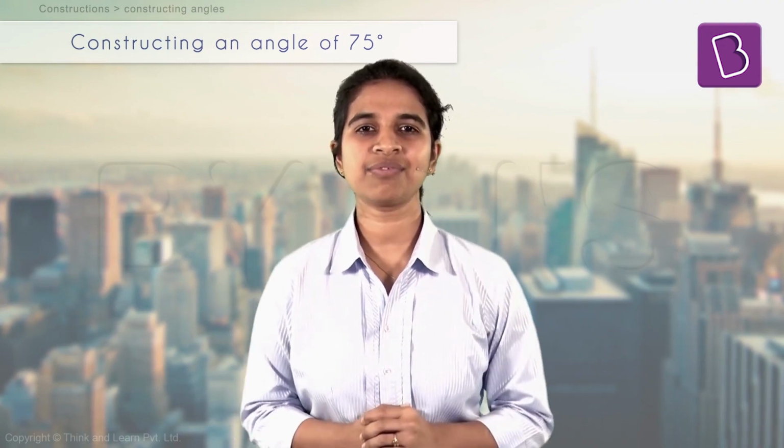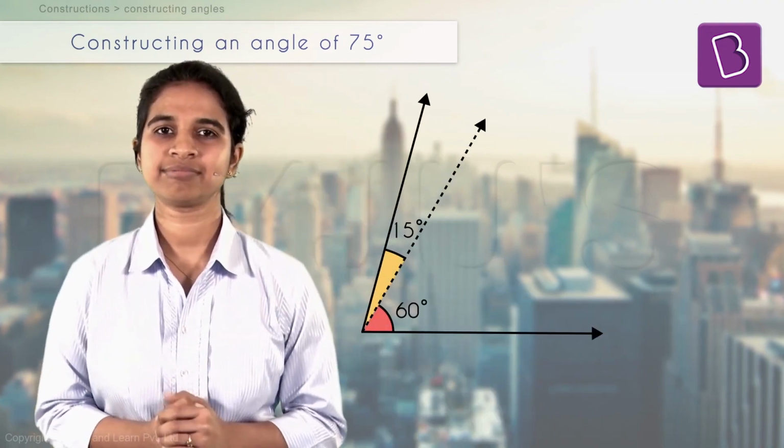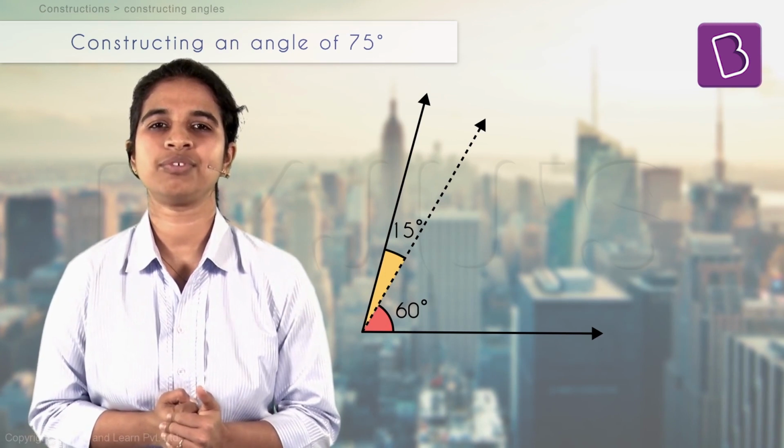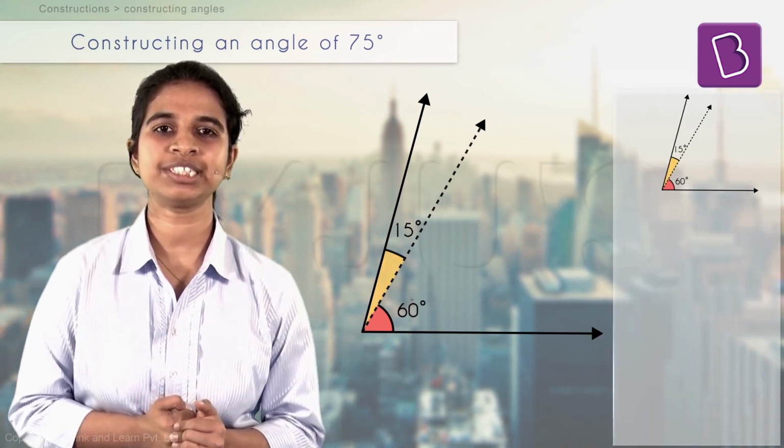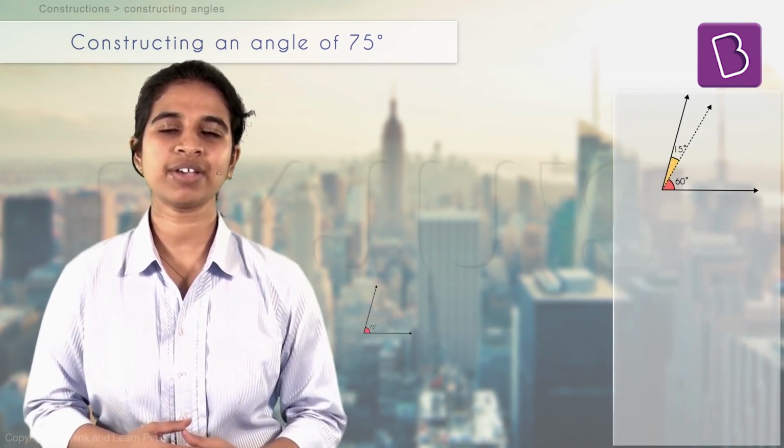One way I can write 75 is 60 plus 15. I know how to draw 60. I know how to draw 15. So 60 plus 15 will give me 75. That's one way to draw 75.